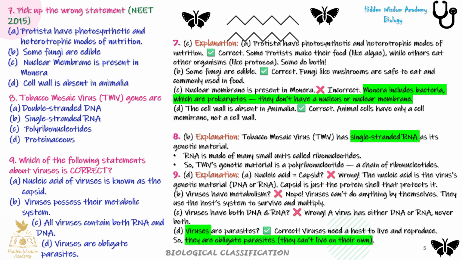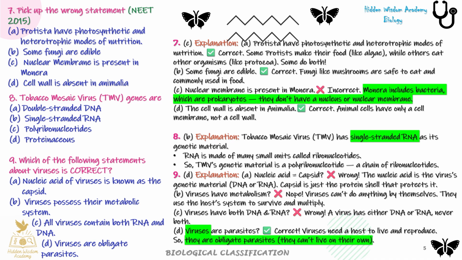Option C. Nuclear membrane is present in Monera. It's incorrect. Monera includes bacteria, which are prokaryotes. They don't have a nucleus or nuclear membrane. Option D. The cell wall is absent in Animalia. It is correct. Animal cells have only a cell membrane, not a cell wall. So, option C is the correct answer.